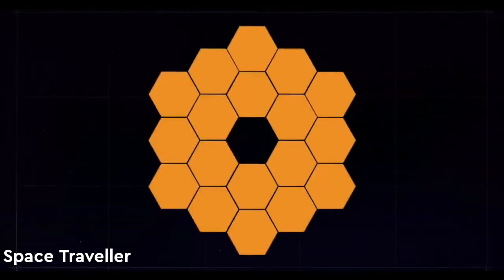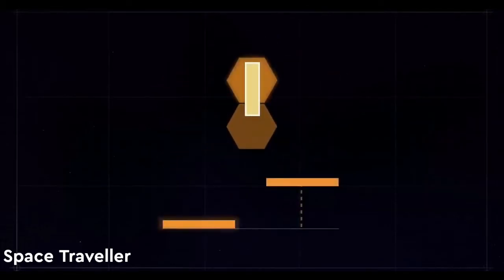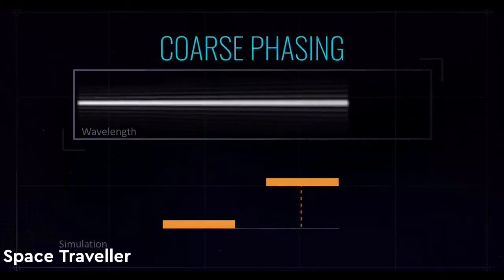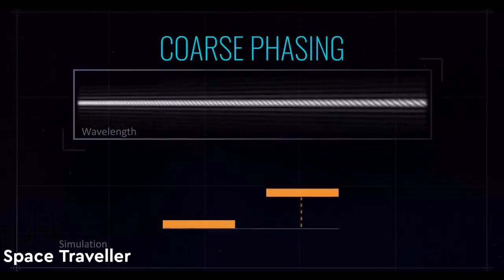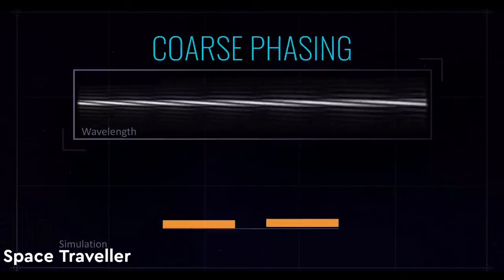And the next phase in the process is something we call coarse phasing. And that's where we adjust, literally, the piston. It's the up and down motion of the mirror segments relative to each other. We control the piston of the segments so that they all come together in creating a complete monolithic primary mirror.